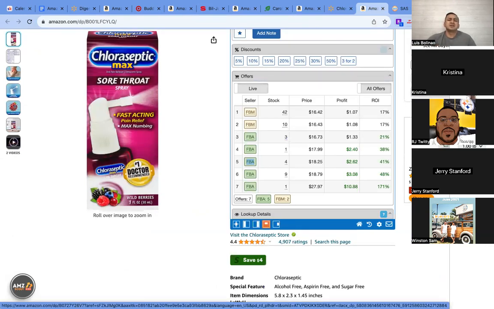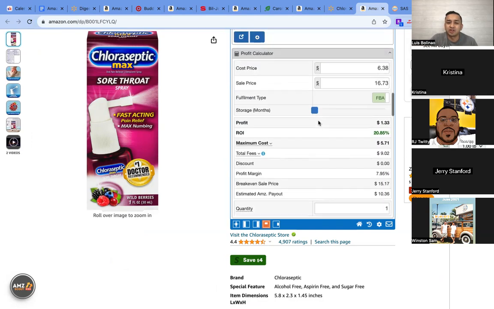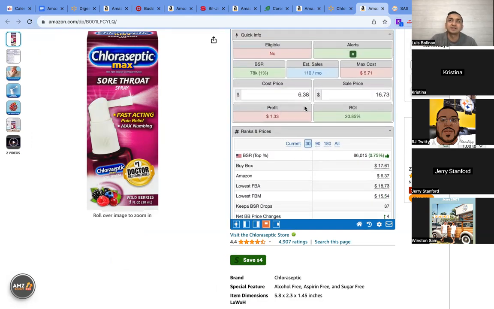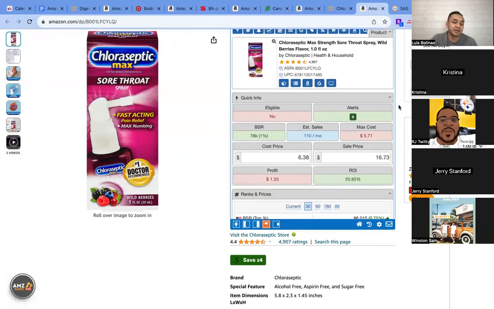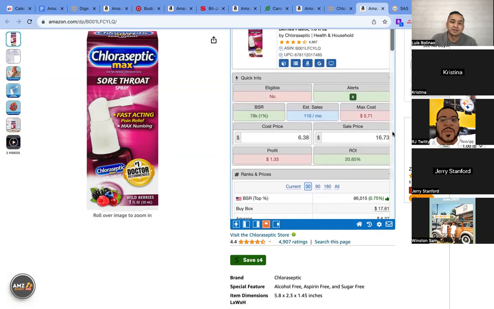Products that I avoid. Let me think. Not usually. I mean, if the numbers make sense, I usually go for it. So if the numbers make sense, I usually buy it, as long as I can sell it. So Alejo is asking, do you avoid clothing?